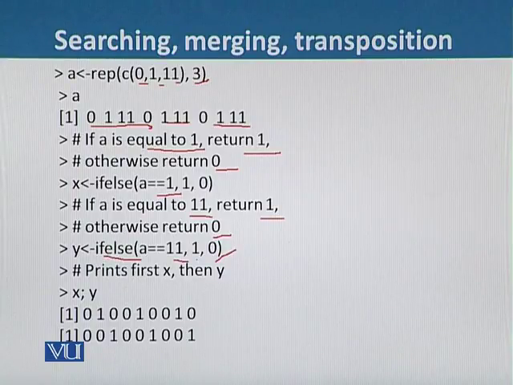Then after writing this command, we will write the last command, print first x and then y. So these two, x and y, are written. This is x and this is y. So we can see that 0 means it is not equal to 1, and 1 means that our ifelse value is true. So we can see 0, 0, 1, 1. And in the case of y, we also see that this is all written. So by seeing 0, we can say that a is not equal to 1, and if 1 is written, it means that it is equal to 1.